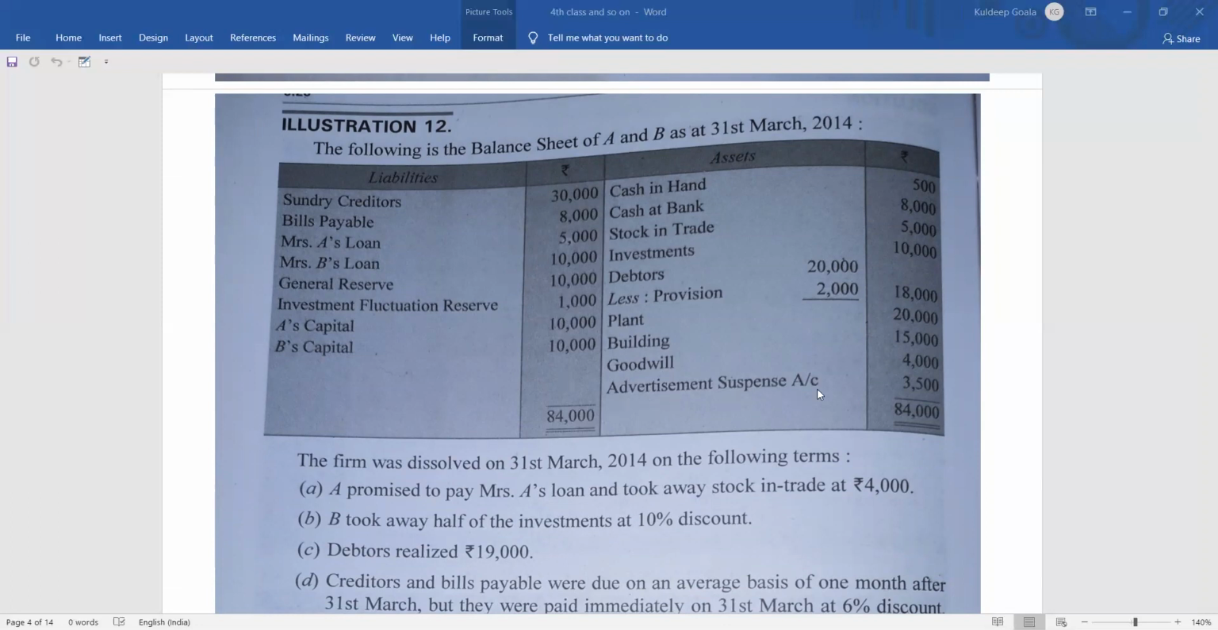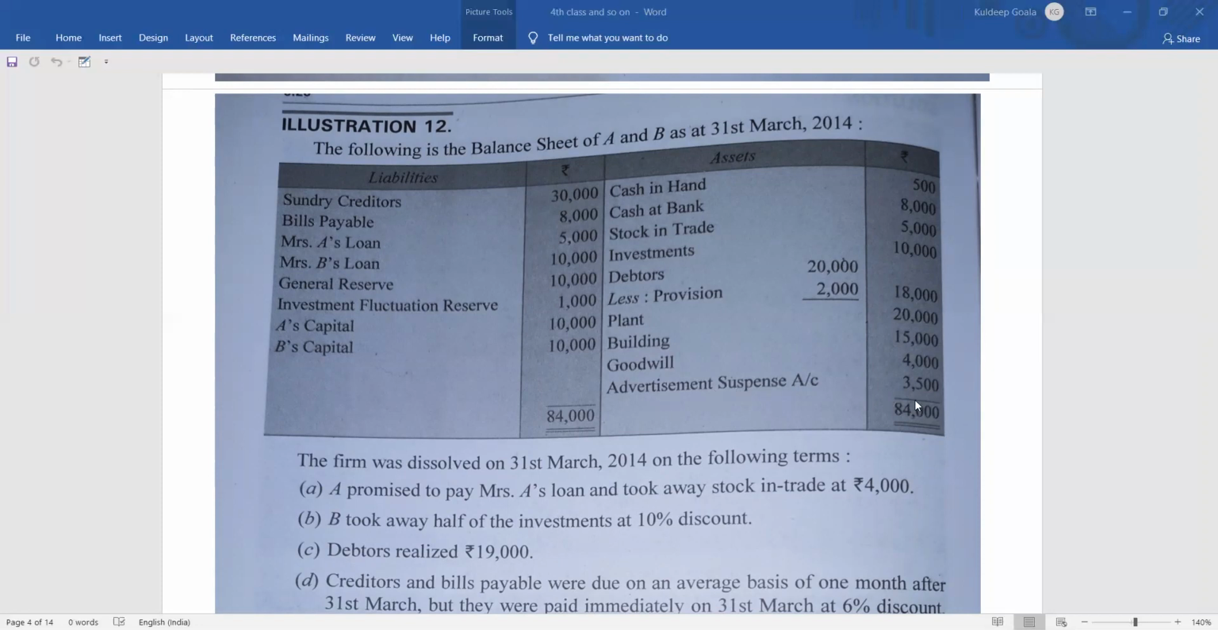So we have got the advertisement suspense account of 3,500. How to settle it? The advertisement suspense account is a nominal account. Actually, not a nominal account, it's a deferred revenue expenditure having the nature of a nominal account as well as a deferred asset. That is why it is kept on the asset side and called deferred revenue expenditure.